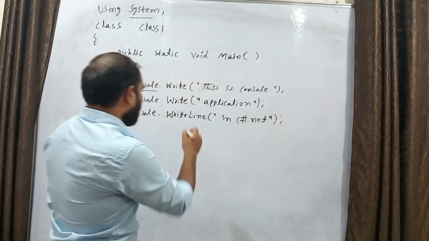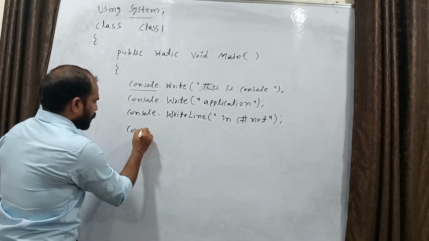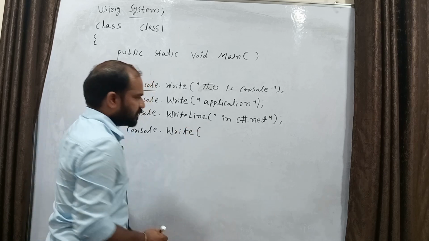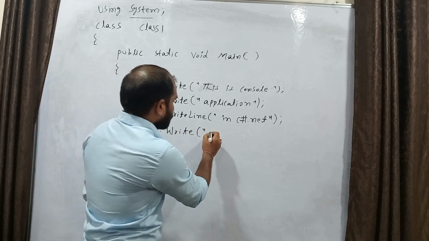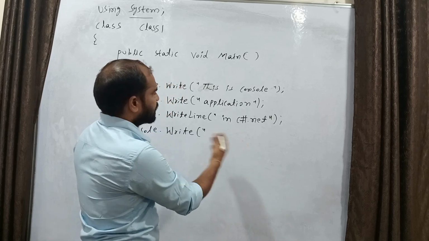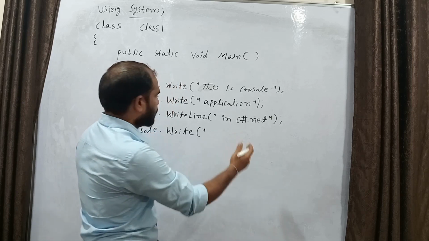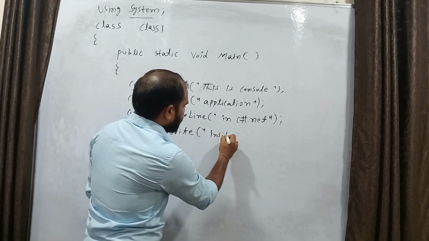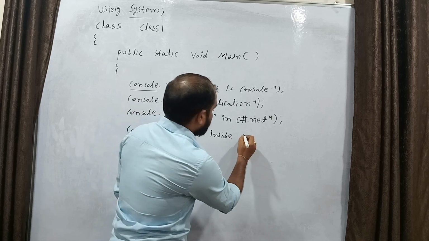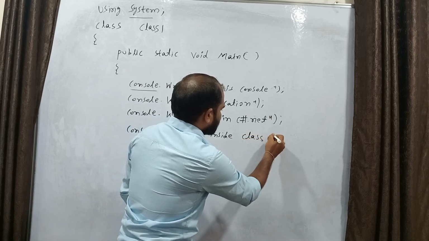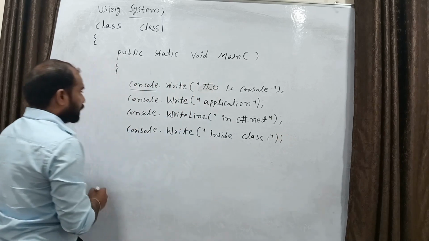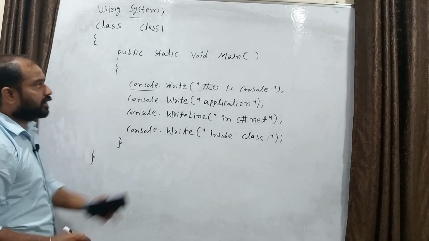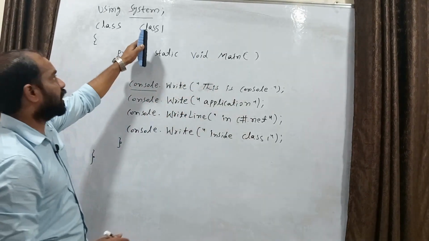Close it. After this, I am going to use one more method, the Write method, in C sharp .NET. Here I write something: there is console application in C sharp .NET. I print some other data inside class one, we are just going to print some data. These are the four statements which I have written in the Main method of Class1.